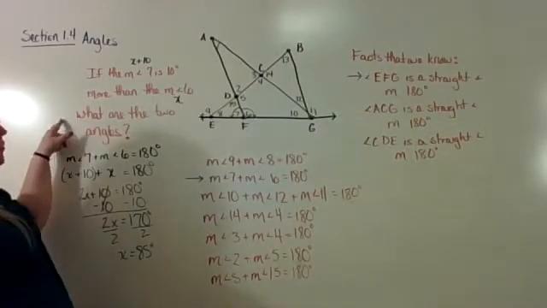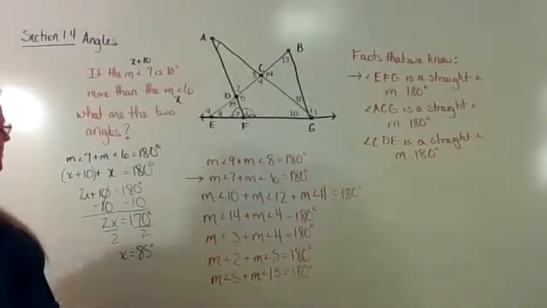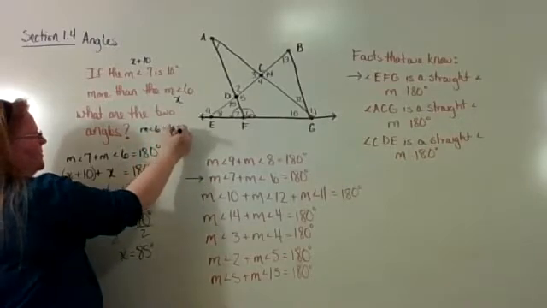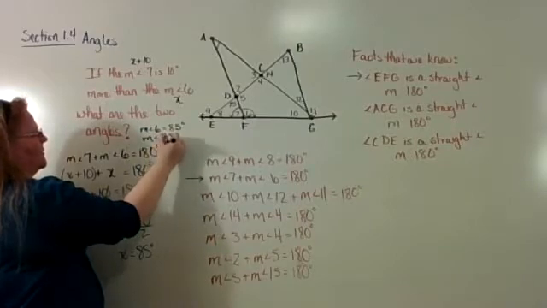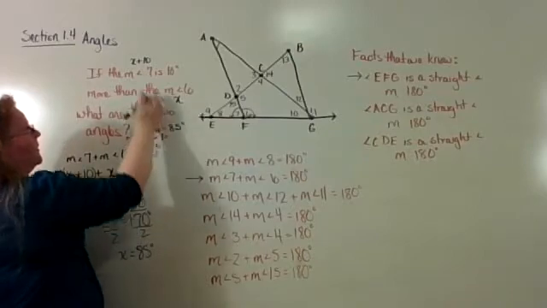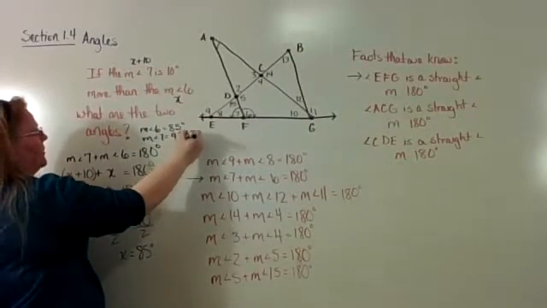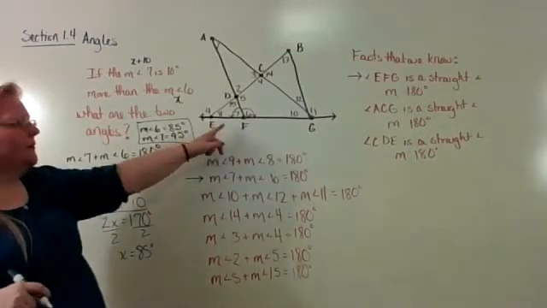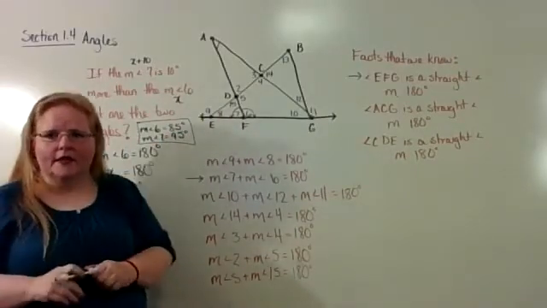They wanted to know what are the two angles. So one of them is 85 degrees. Measure of angle 6 equals 85 degrees. Measure of angle 7 is not 85, because that was 85 plus 10, so that's going to be 95 degrees. Can't go by what the picture looks like. Have to go by the facts that they tell you.